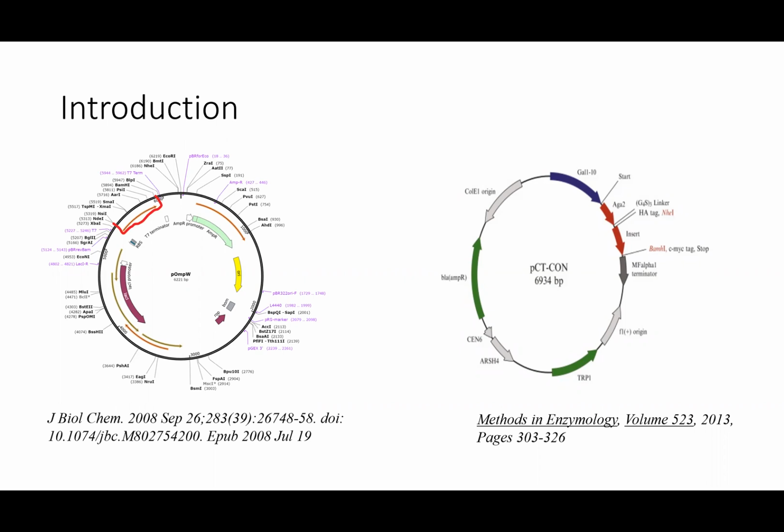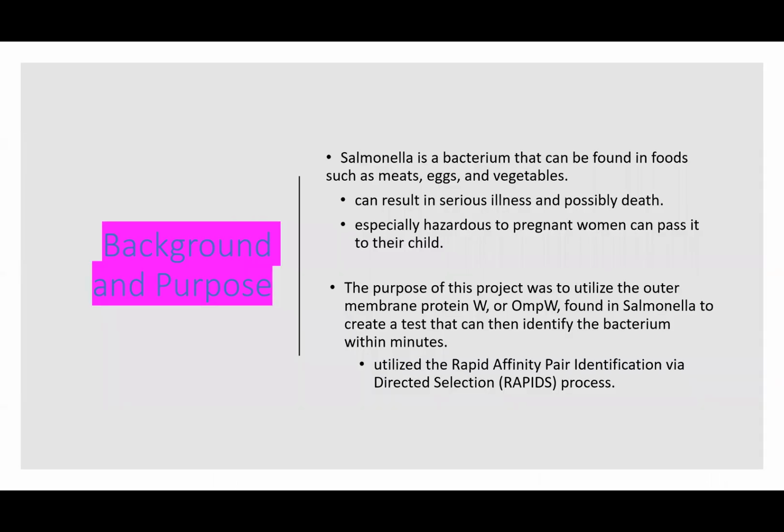In the picture on the left is an E. coli plasmid containing OmpW, with the portion in red being the sequence used for this project. On the right is a yeast plasmid that contains possible binders. Using the RAPIDS method, this project hoped to see an isolation of these binders so they can then be used for Salmonella detection. Before I go forward, I want to give a little information on why this project is important.